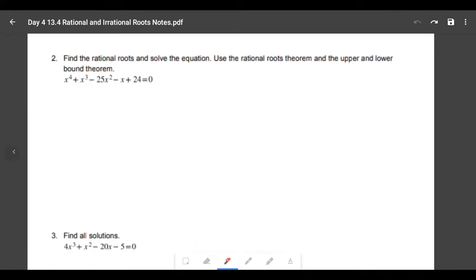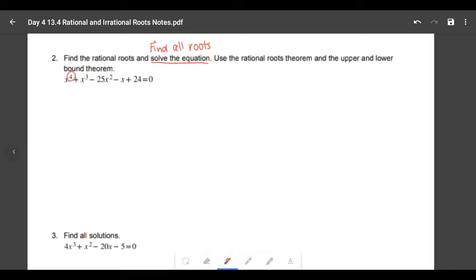We have: find the rational roots and solve the equation. When it says solve the equation, that means find all the roots. It says use the rational roots theorem and the upper and lower bound theorem. First thing I want to notice is that it is a 4th degree polynomial. So at most, I will have 4 roots. I know I have to have 4 roots of some kind. They might be real, they might be imaginary, they might be rational, they might be irrational.